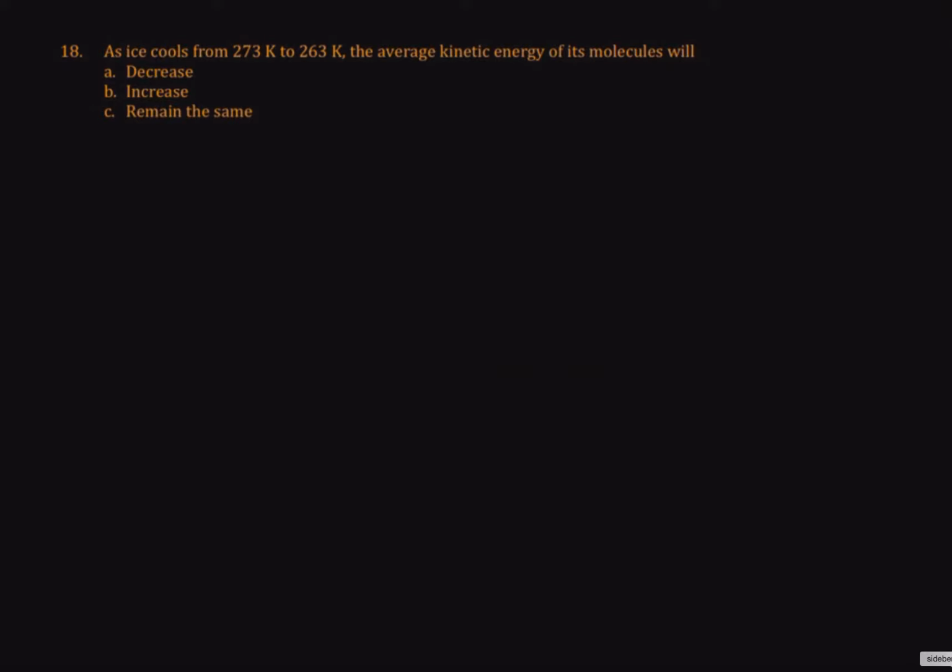As ice cools from 273 Kelvin to 263 Kelvin, so it's getting colder, what happens to the average kinetic energy of the molecules? Well, temperature is a measure of the average kinetic energy. So if we decrease the temperature, that means we are decreasing the kinetic energy of the molecules. Or you could look at it the other way around and say, as the kinetic energy gets lower, the temperature goes down. They're sort of interchangeable like that. So the answer here is that the kinetic energy goes down, decreases.